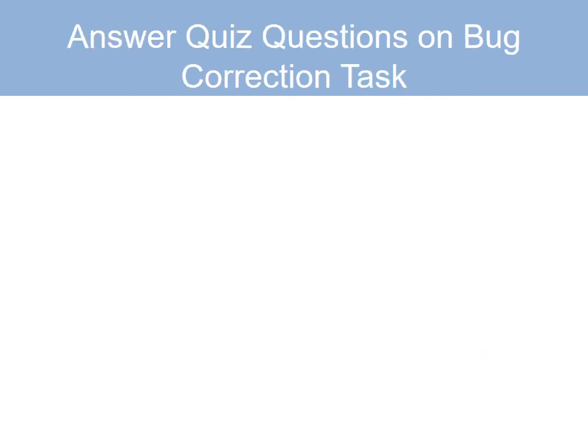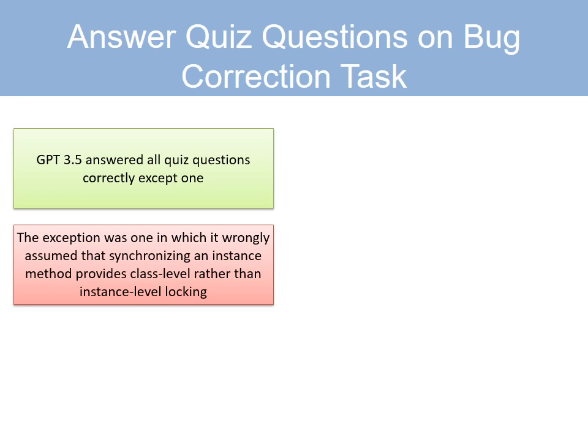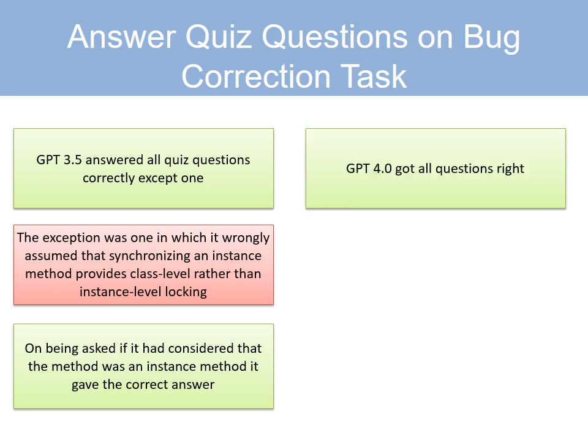So this is a task that some of you have actually done, where you're supposed to answer quiz questions on the code. So I asked ChatGPT these quiz questions, and 3.5 answered all quiz questions correctly except one. The exception was one in which they had to know the difference between instance level locking and class level locking. It assumed that they were the same, that the instance method also locks the static methods. So I told it, hey, did you realize that the method that's locked here is an instance method? It said, oh yeah, thank you for telling me that, and it corrected its answer. GPT 4.0 got all questions right. So it seems that with more data, we're going to get better results.